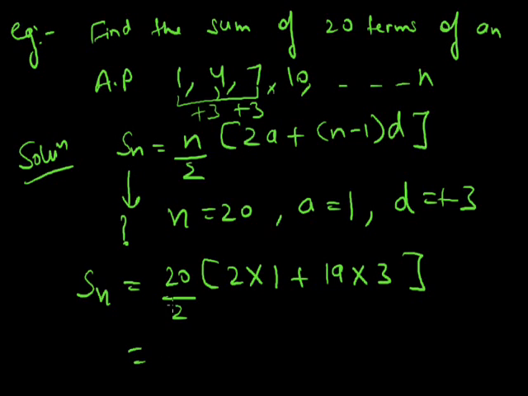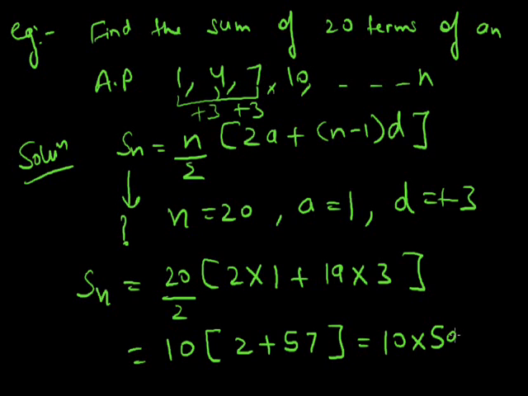So 20 divided by 2 will become 10. Then 2 into 1 is 2, plus 19 into 3, which will become 57. Now we will solve it. 10 into 2 plus 57 will become 59. So the answer we'll get is 590, 10 into 59 is equal to 590. So this is the sum of the n terms of an AP. In this way, by using the formula, we can find out the sum of n terms of an AP.